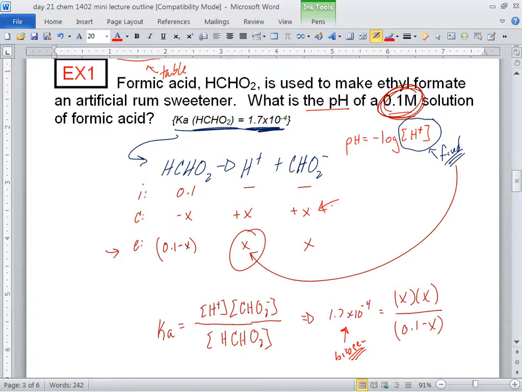Right? If my Ka keeps getting bigger and bigger, X will be bigger, right? Because remember, all K's are products over reactants. So if K is really big, my X is going to be really big. And then just follow the logic here. If my X is really big, 0.1 minus X is going to give me something really appreciable. It's going to be a problem.